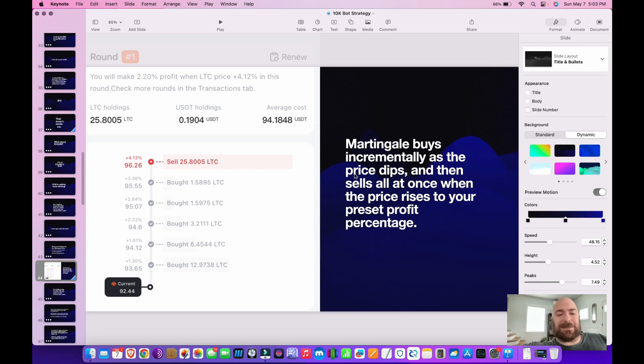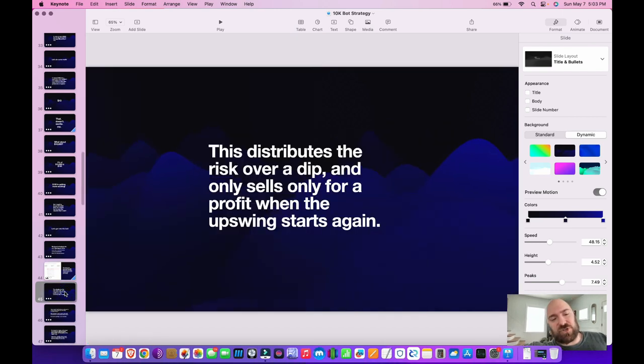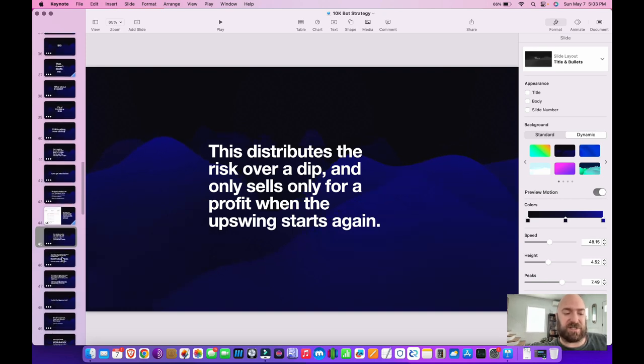Martingale buys incrementally as the price dips and then sells all at once. And you can see from this graphic, my bot has made several purchases all the way down to 93. The price is currently sitting a little bit in the negative, and now it's waiting to jump up to 96, and it's going to sell all of my holding at once. This distributes the risk over a dip and only sells for a profit when the upswing starts again.